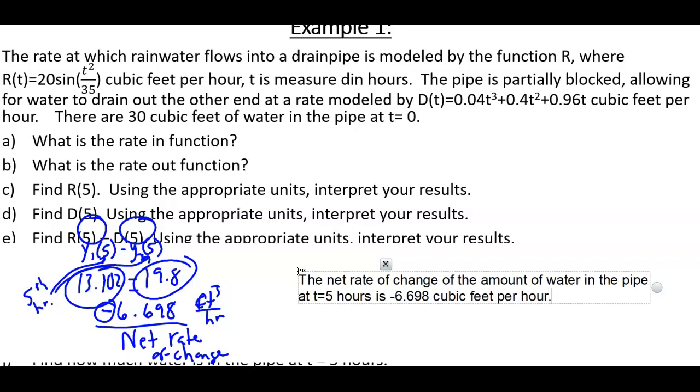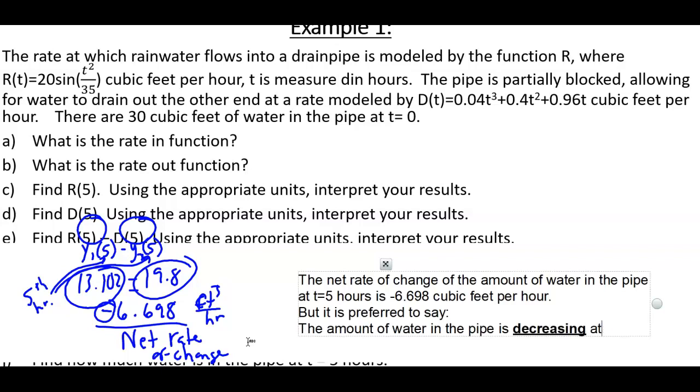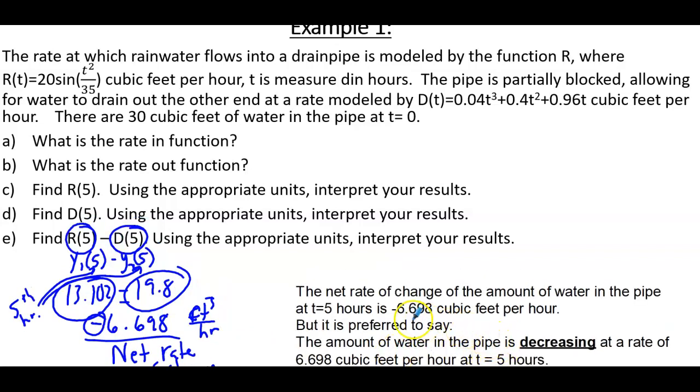Now, that's one way to say it. I think they prefer you in the interpretations, though, to word it a little bit differently whenever you're taking your AP exam. I think that they would prefer this. What they like about this method more is that since this is a negative rate, if you write it like this, they know that you know that it's decreasing, because if your rate is negative, that means the amount of water in the pipe is decreasing at that point. And so they do prefer it worded this way instead.